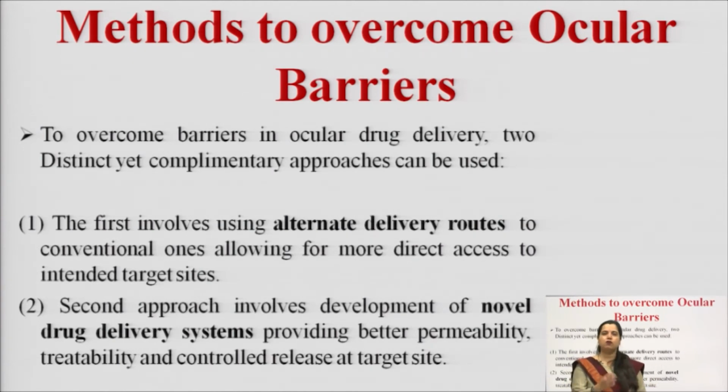In the last session, we have discussed different types of ocular barriers. Now, we will discuss how we can overcome these ocular barriers. What are the different approaches we can use to overcome these barriers? So, to overcome barriers in ocular drug delivery, two distinct yet complementary approaches can be used. What are those? First, involves using alternate delivery routes to conventional ones, allowing for more direct access to intended target sites.